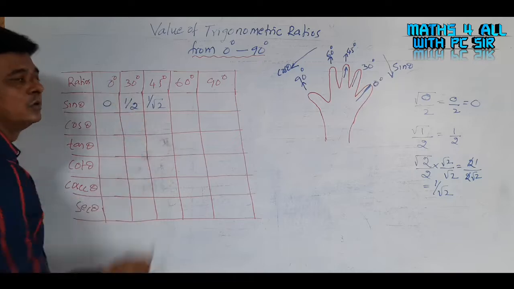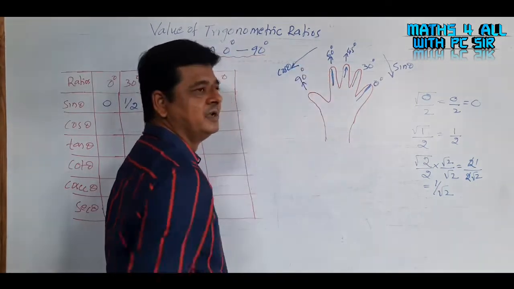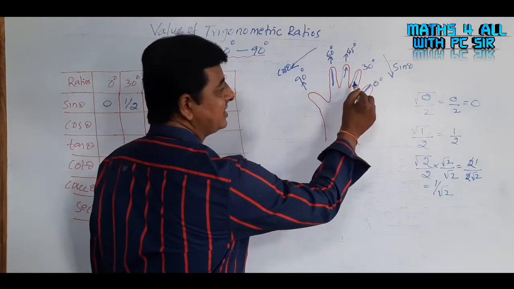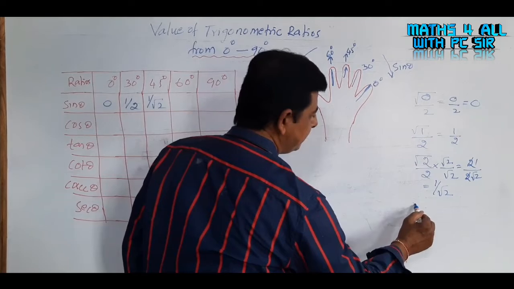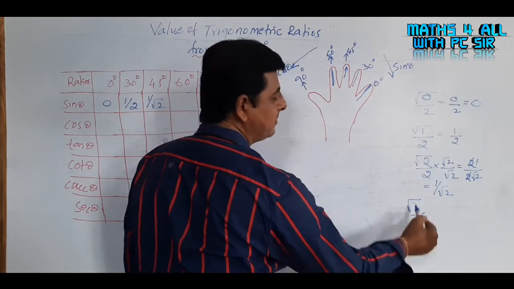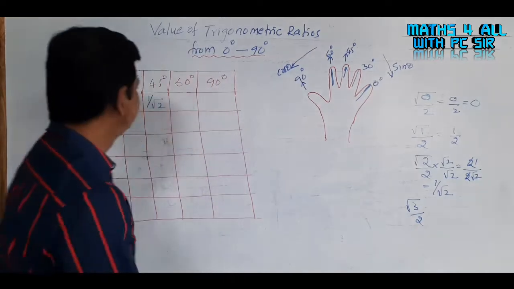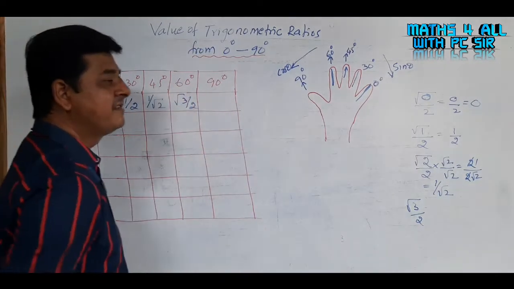1 by root 2. And coming to 60 degrees here, sin 60. How many fingers are left here? 1, 2, 3. And I am taking 3 and divided by 2. That is root 3 by 2. That is sin 60. See? Root 3 by 2.